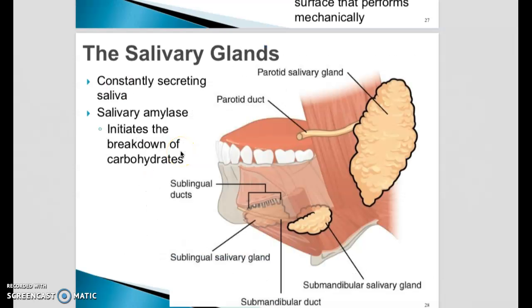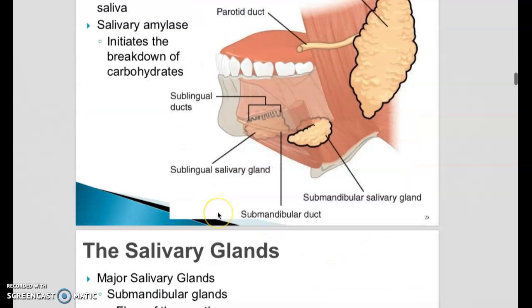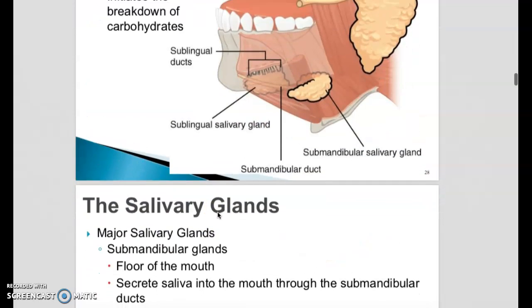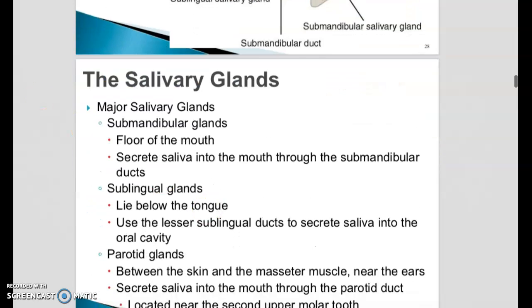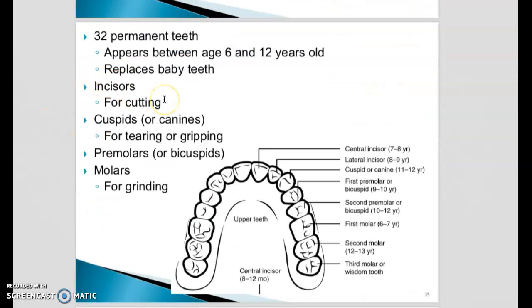So this whole mechanical process of using your tongue when you're breaking down and eating food. Then we check out the salivary glands. They initiate the breakdown of carbohydrates in your food when you're eating, part of the digestive system. Another part of the digestive system at the top of the process of eating is, of course, your teeth. There are 32 permanent teeth, which appear between 6 and 12 years old and replace the baby teeth.